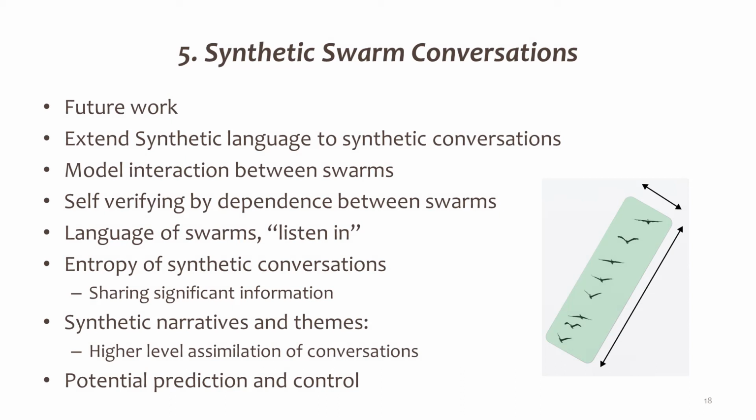Let's go back and re-examine the movement of swarms. Just to stress that this is now looking at future work. Based on the previous section where we are able to identify the potential language of particular entities, now the next step is to consider perhaps synthetic conversations. This would correspond to the behavioural movements, for example, between multiple swarms. And while at first this might seem more complex, in fact it may provide a means of self-verification.